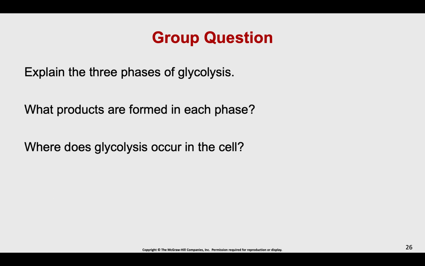We're going to get out of here early today, which is good for a Friday. But before we do, I have a group question for you all. I want you to work with a partner and explain to each other the 3 phases of glycolysis. What are the products formed in each phase, and what happens in this step? Or where does this step occur?